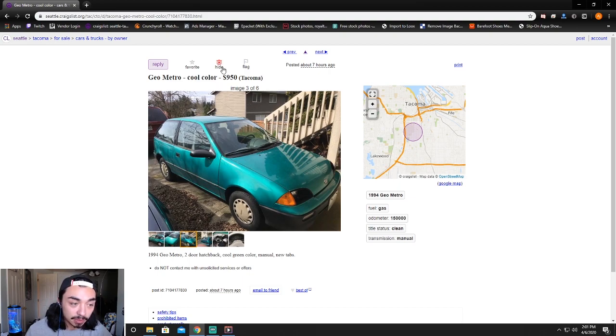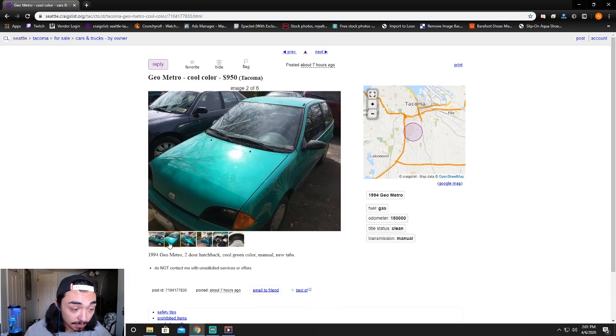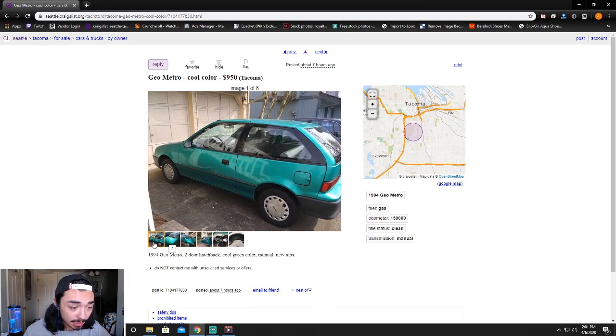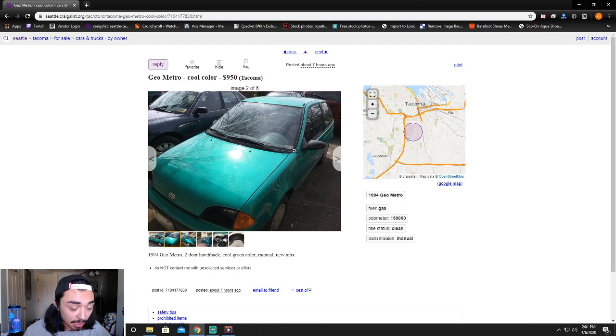And if this thing is as good as it looks, which I think is really nice, I would look at how much Metros are going for in this area, and I would try to post it for $2,000, $2,100.